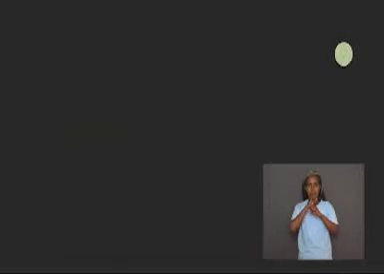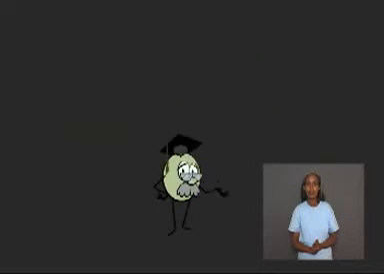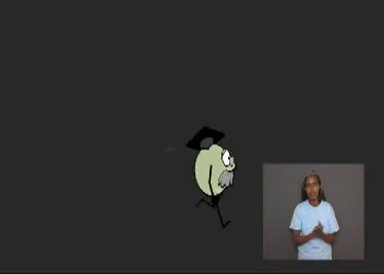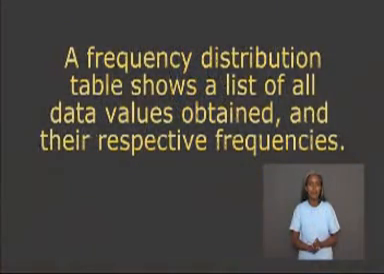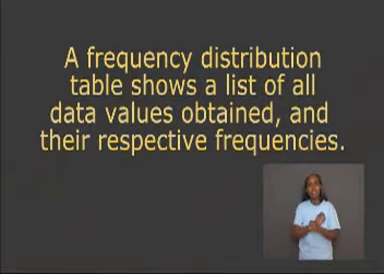Time's up. Let's get back to our lesson. Hello, students. I am sure you remembered this definition. A frequency distribution table shows a list of all data values obtained and their respective frequencies.